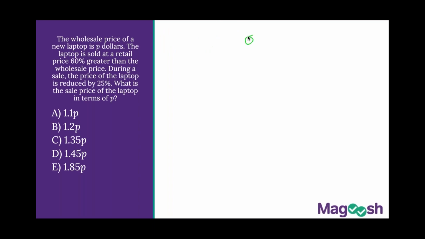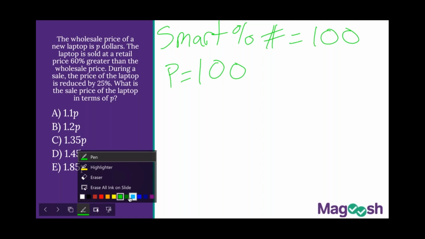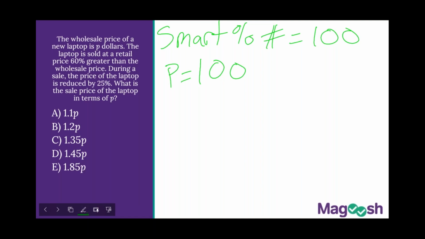Smart, bear with my handwriting here. Smart percentage number should be 100. And we're going to say here in our case then that P equals 100 as well. And what we're going to do now is we're just going to walk through this scenario, the story in this question, and rather than using this P number, I'll make my pen a little darker here. Rather than using P in this sentence, we're just going to plug in 100 wherever we see P.